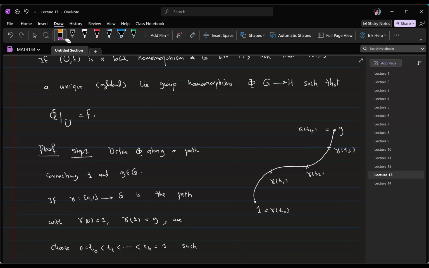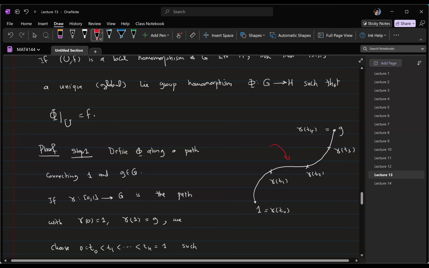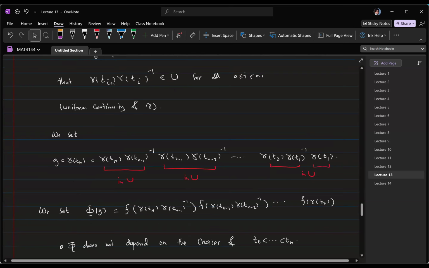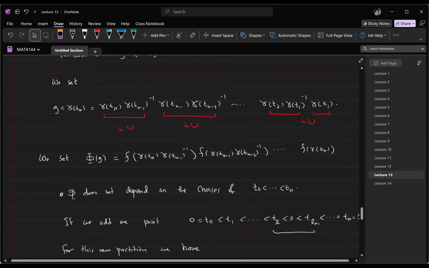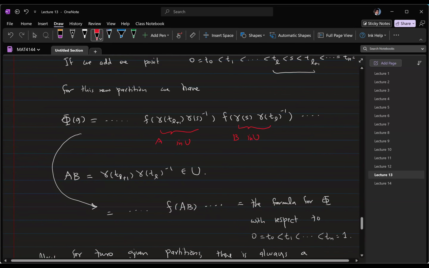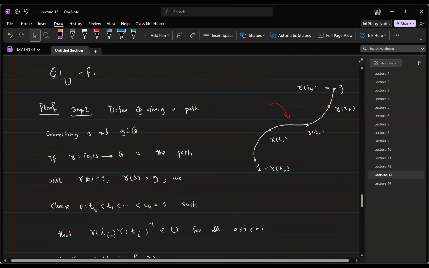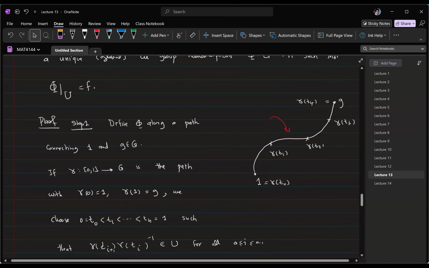So now you show that by adding points in between 2 successive points in a subdivision, this definition does not change the value. Okay, this definition of phi of g still produces the same value. And the reason was this simple cancellation argument. And if you add one more point, like this gamma of s, then you use the fact that f is a local homomorphism to see that you could actually cancel the f of gamma of s and f of gamma s inverse.